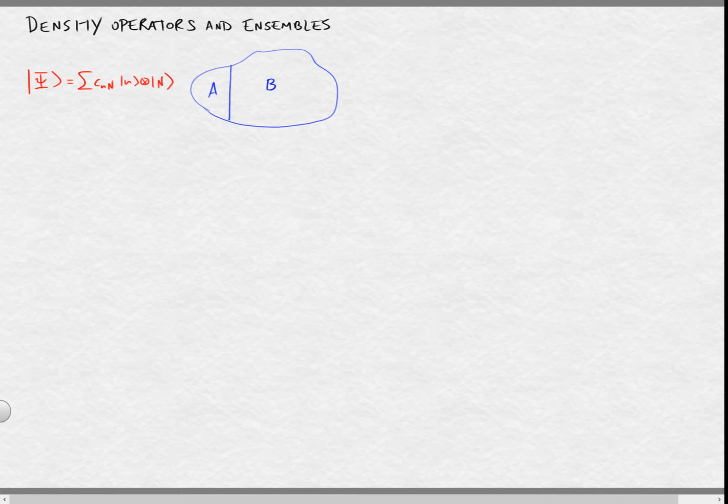So in this video, I'm going to introduce the idea of a density operator as a description of some subsystem of a quantum system, and then use that to prove the statement that I claimed in the last video, that we can always describe the state of a quantum subsystem using an ensemble.